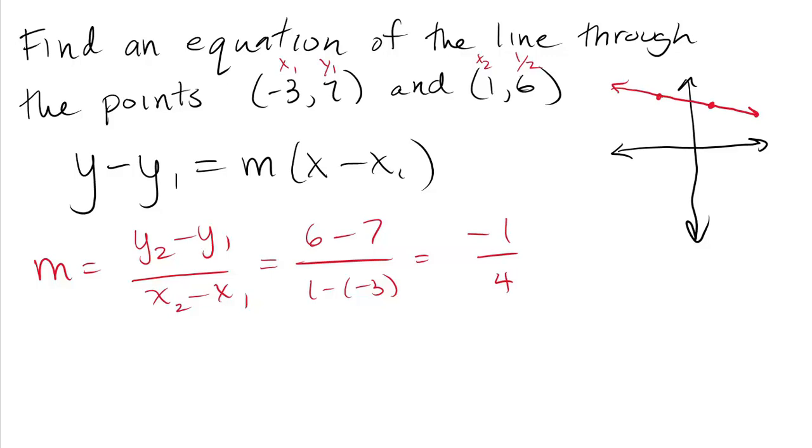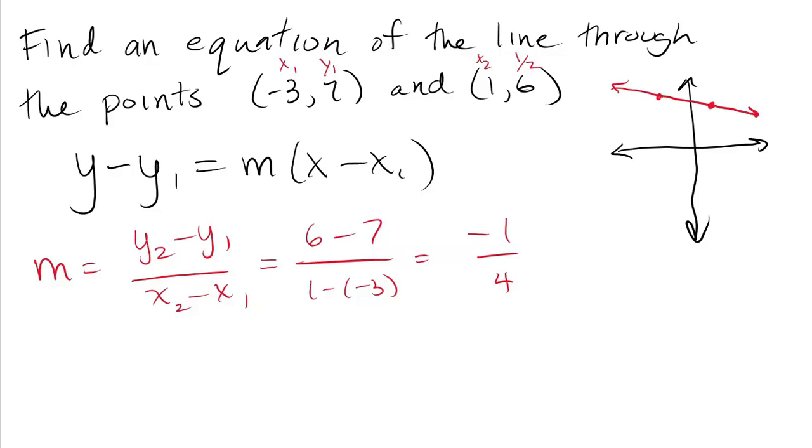Now we can use either point to come up with the equation of the line. This is sometimes confusing because we labeled this as (x1, y1), and it looks like we have to use that point in the formula. That's not true. There are actually two different ways that we can write this, which is why it says find an equation of the line and not the equation, because there are actually infinitely many equations.